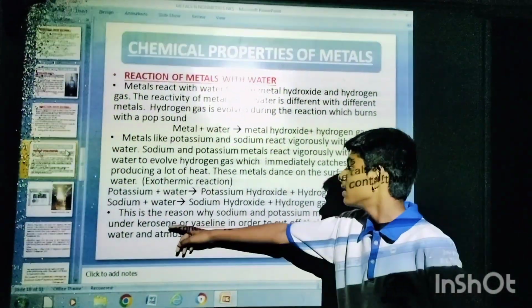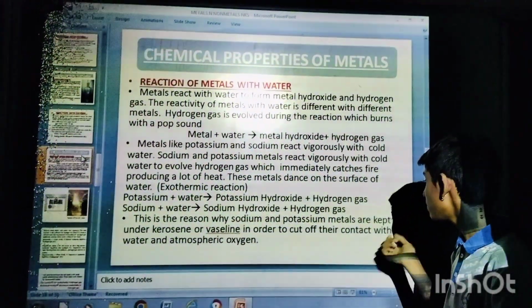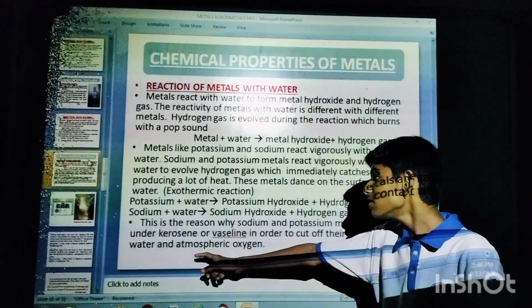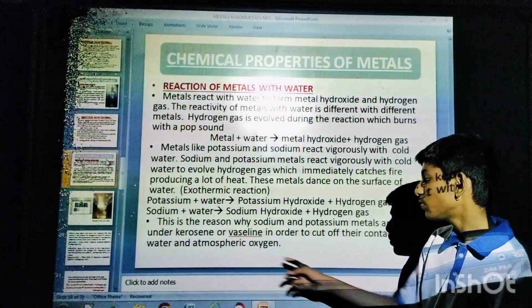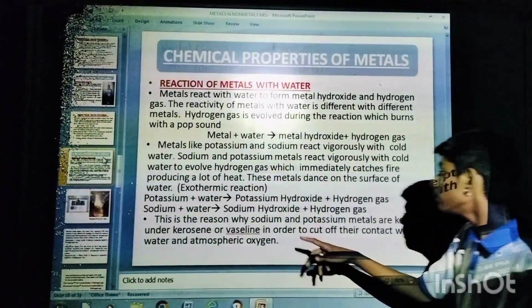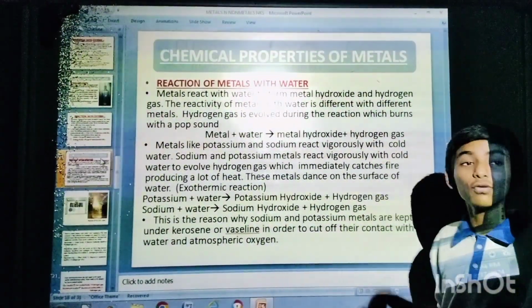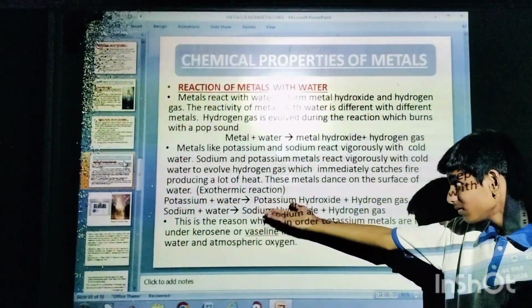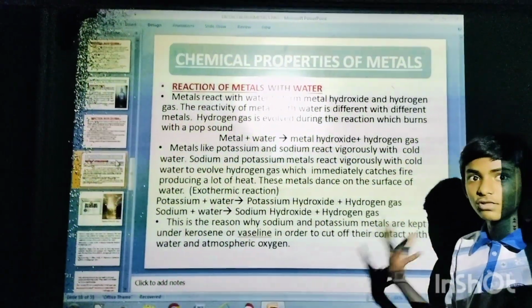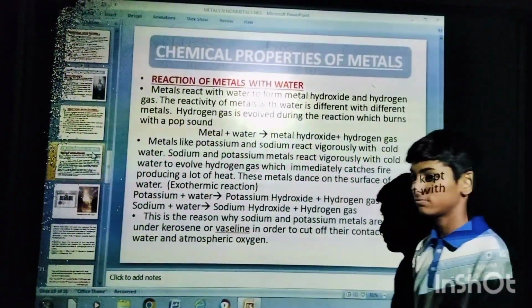This is the reason why sodium and potassium metals are kept under kerosene or vaseline, in order to cut off their contact with water and atmospheric oxygen. This prevents the production of hydrogen gas, which catches fire immediately.